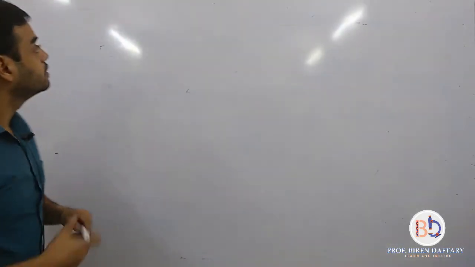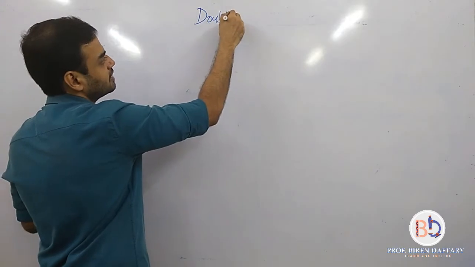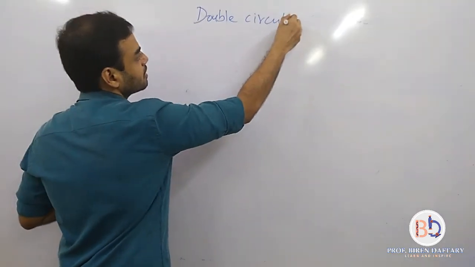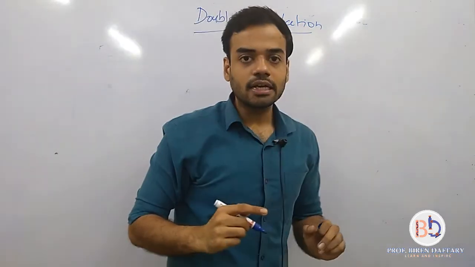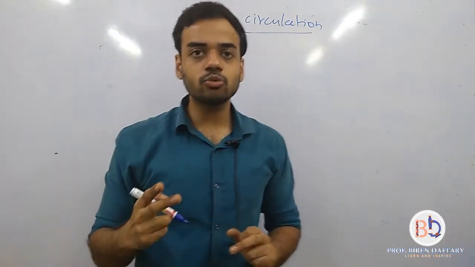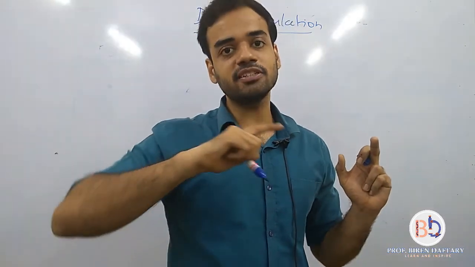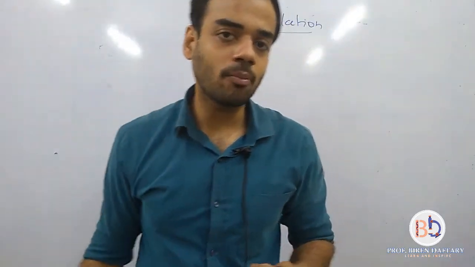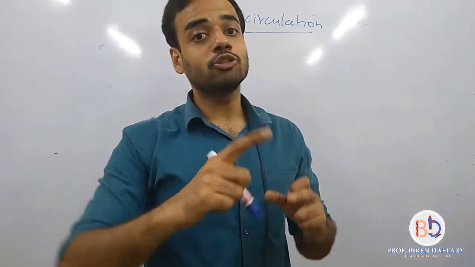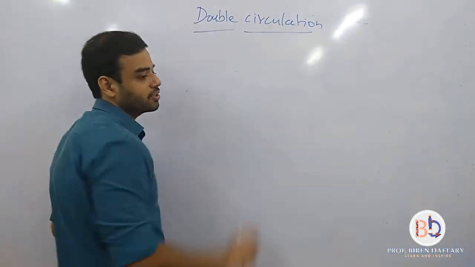Okay, chalo. Double circulation, so I think I have already taught you in the last lecture. We will revise again. Double circulation means that the blood passes through the heart twice in one entire circuit. Circuit means the blood goes from the heart, it gets oxygenated, goes to the body, deoxygenated, comes back. So in that entire circuit, the blood passes twice. That is why it is called double circulation.